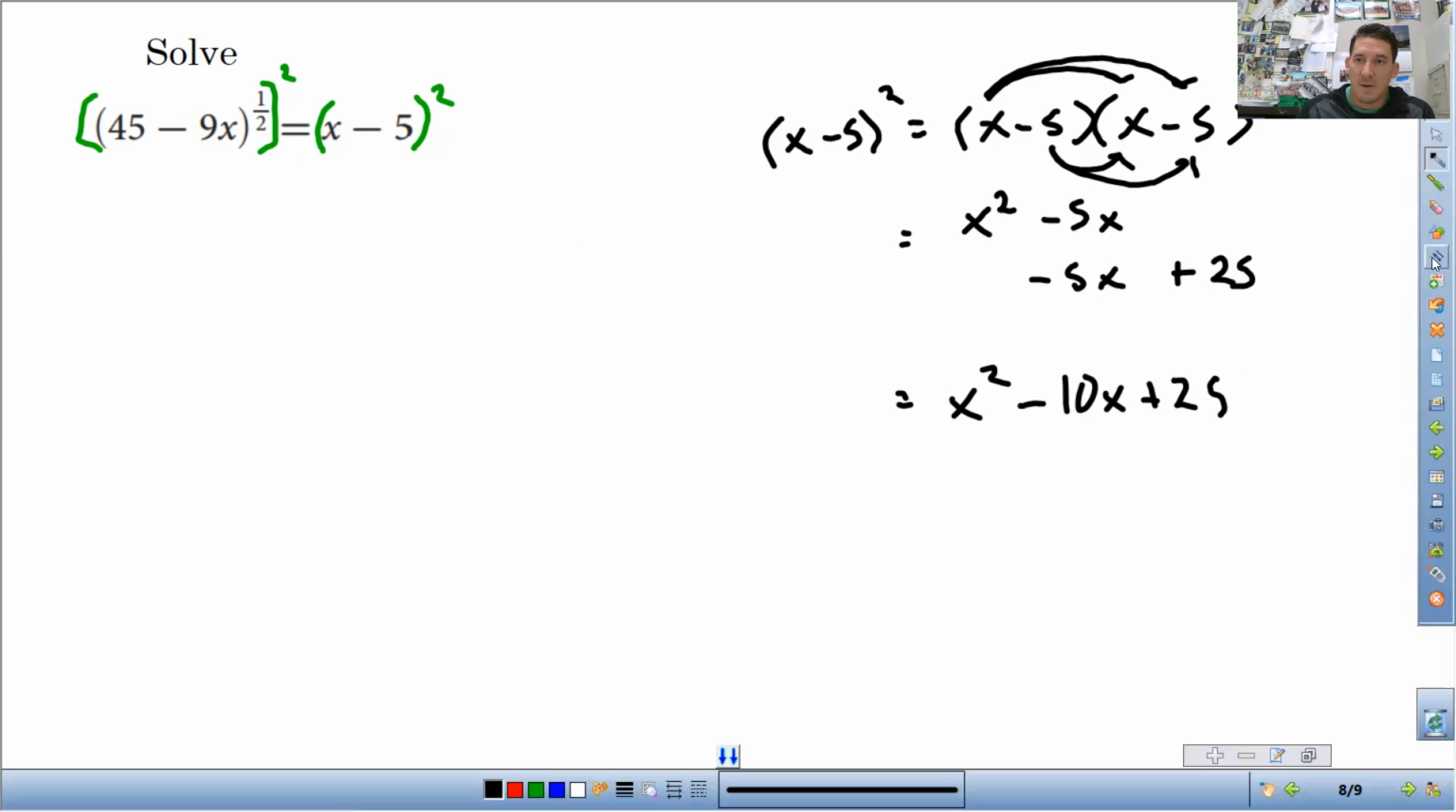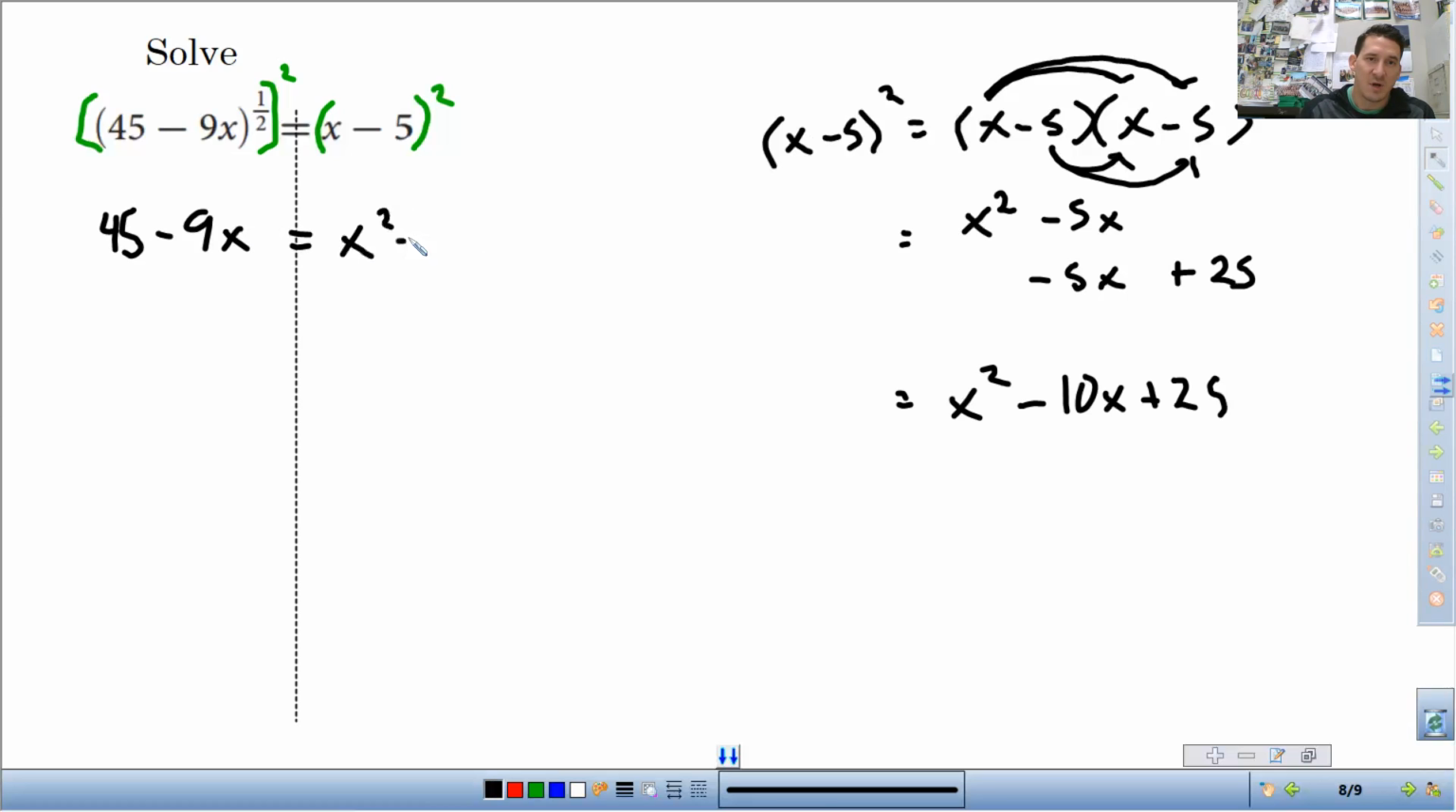So back to here, the 1/2 power and the squared cancel each other out. So you just have 45 minus 9x is equal to x squared minus 10x plus 25. So from here, you solve.